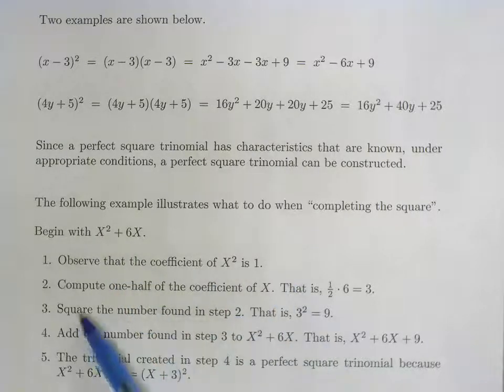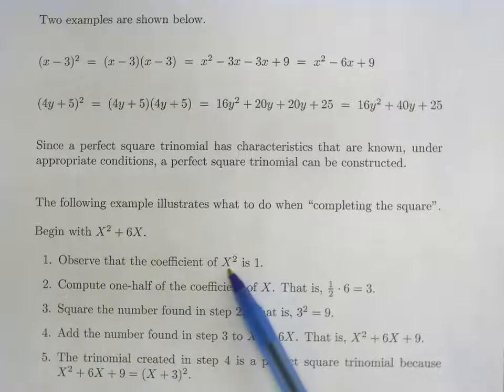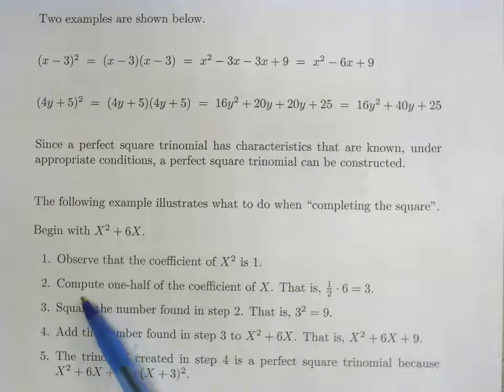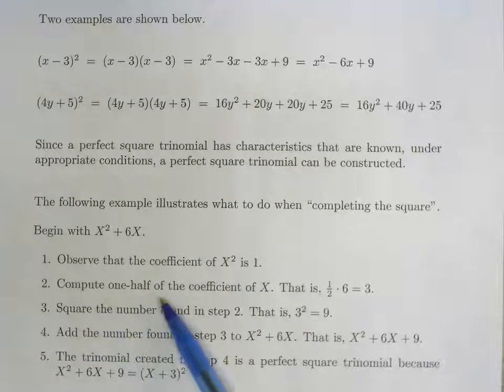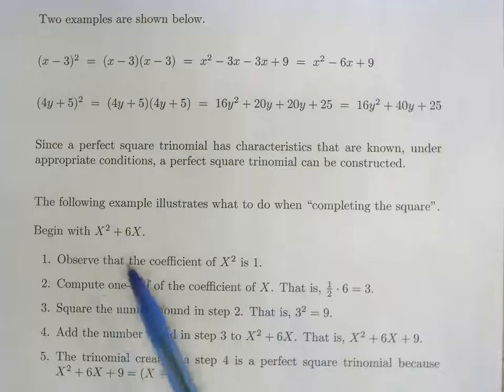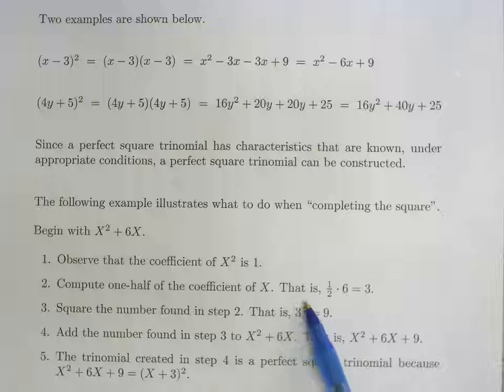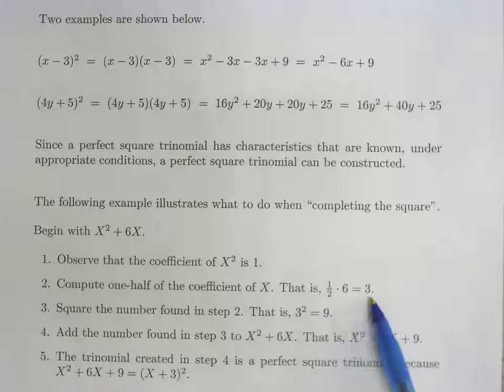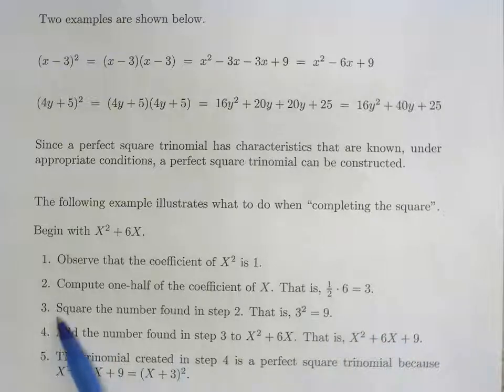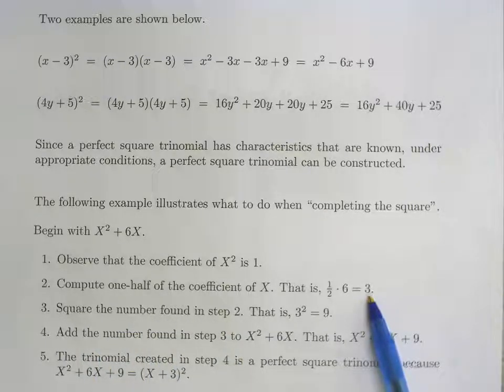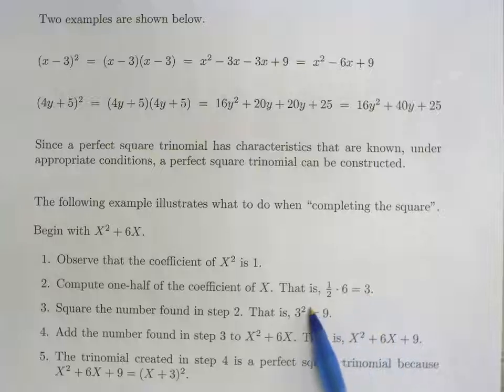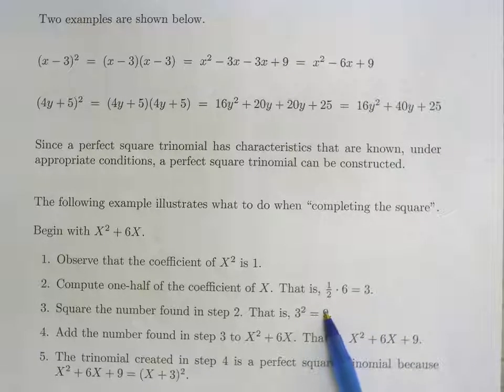If the coefficient of x squared is 1, we move to step 2. We compute 1/2 of the coefficient of x. The coefficient of x is 6, so we find 1/2 of that number. 1/2 times 6 is 3. And then we move to step 3. In this step, we square the number that we found in step 2. The number we found in step 2 is 3, so we square that. 3 to the second equals 9.